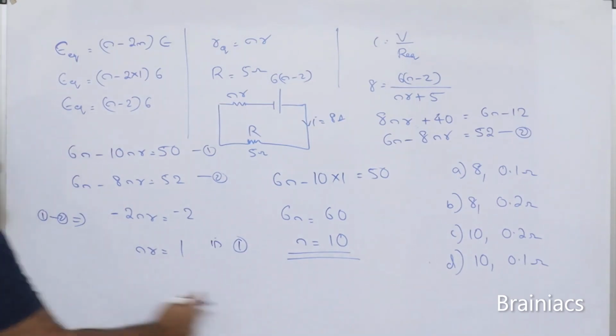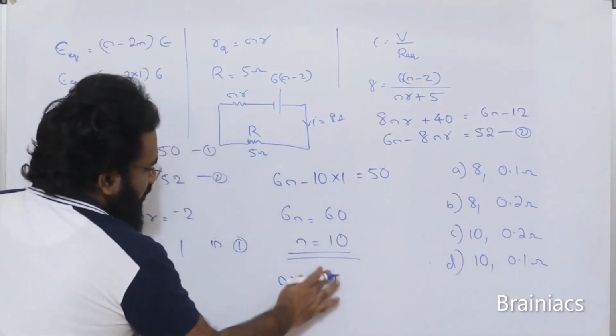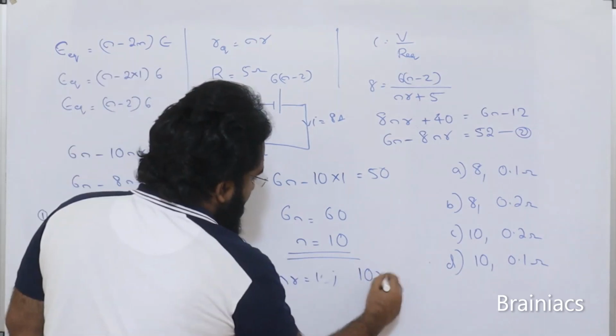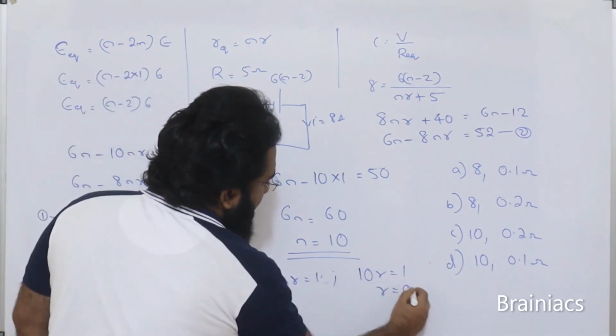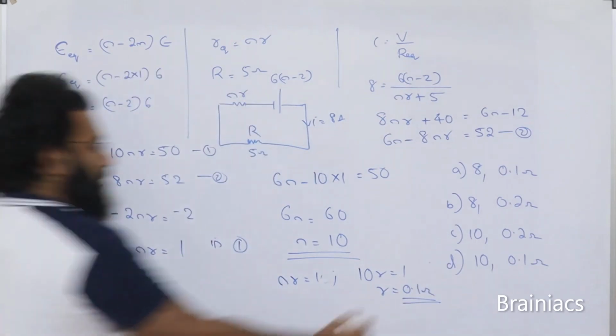NR is equal to 1. Sorry, 1. So we get 10 as N. So 10R is equal to 1 and R we get as 0.1 ohm. Okay. So 10 and 0.1, option D.